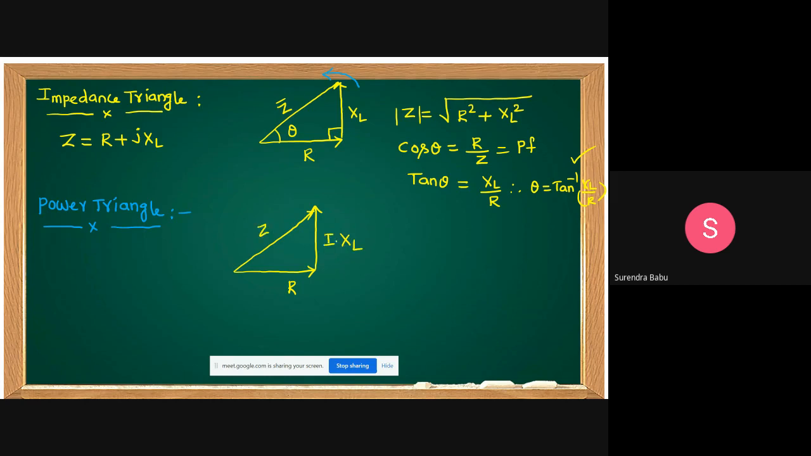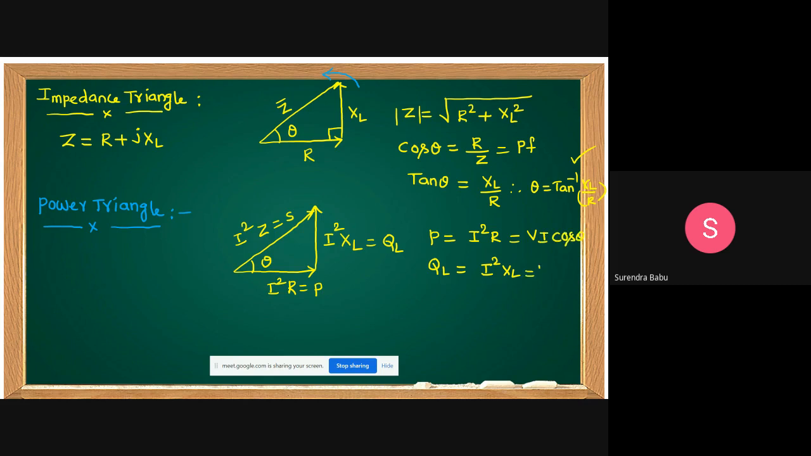Each branch is multiplied by I square. Then this is the active power, and this is the inductive reactive power. This is the apparent power, that is the complex power. Let this angle be theta. Now what are the power expressions? Active power P equal to I square into R. Reactive inductive power QL equal to I square into XL, which is also equal to VI cos theta.